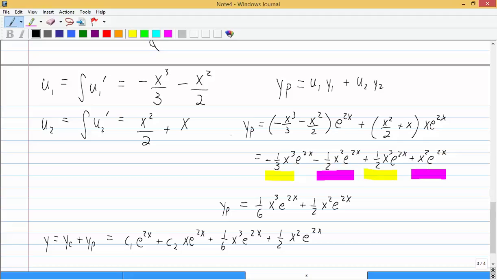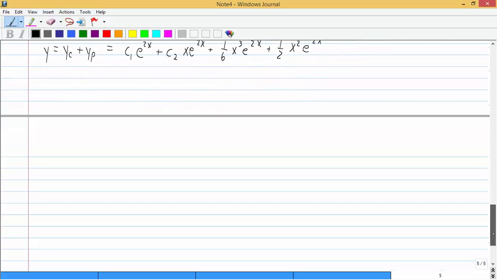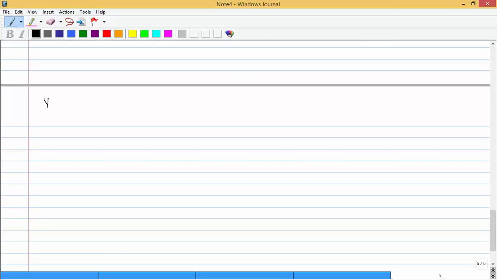All right, let me work through another one for you. Let's say we had y double prime plus y equals secant theta times tangent theta. So the first thing we need to do is figure out our complementary solution. We get that from our auxiliary equation.